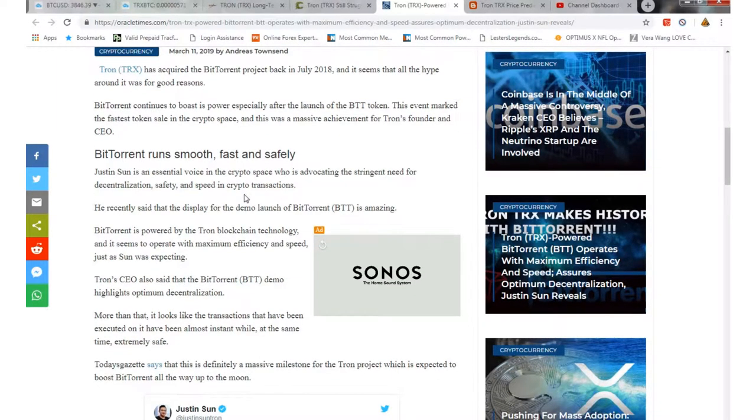So again, Tron acquired the BitTorrent project back in July of 2018. It seems that all the hype around it was for a good reason. BitTorrent continues to boost its power, especially after the launch of the BTT token. This event marked the fastest token sale in crypto. It sold out within, what was it, like 13 minutes or something like that. There were a couple billion tokens sold, I believe. And obviously, BitTorrent runs smooth, fast, and safely.